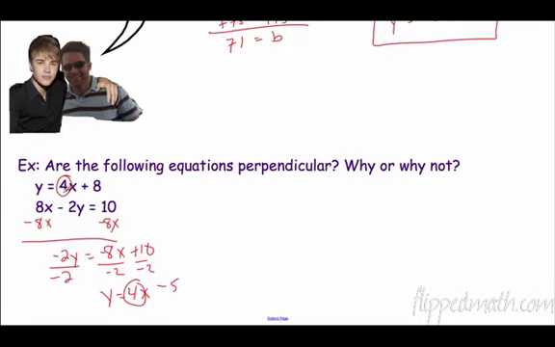So we have 4 and 4 as our slopes. Are they perpendicular? No, they're not perpendicular, because for them to be perpendicular, this would have to be 4 and negative 1/4. They're exactly the same. In fact, these lines would be what? Parallel, right? Remember, when lines have the same slope, they are parallel.